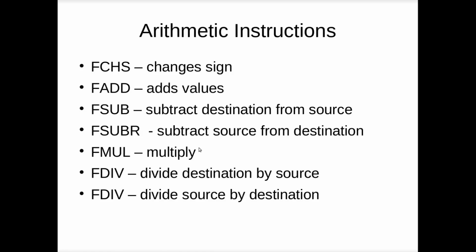And then for the arithmetic, we have these basic operations. We have FCHS, which changes the sign, so basically flips the sign. We have FADD, and FSUB, which subtracts the source from the destination. FMUL multiplies the top two numbers together. FDIV divides the destination by the source, so the first number by the second number. And then this should be FDIVR, which divides the source by the destination.